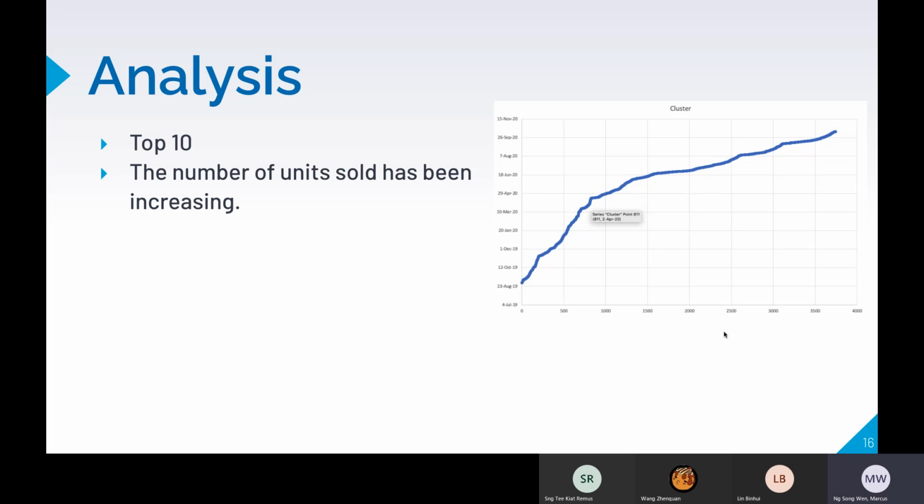From this graph, we can see that sales are actually increasing overall for the top 10 monitor sales in Lazada, although there might seem to be a slower rate of increase between March and April, around here. However, things seem to have picked up from late April, May onwards. Now I will pass to Zhen Quan and Remus for their analysis on Shopee's data.